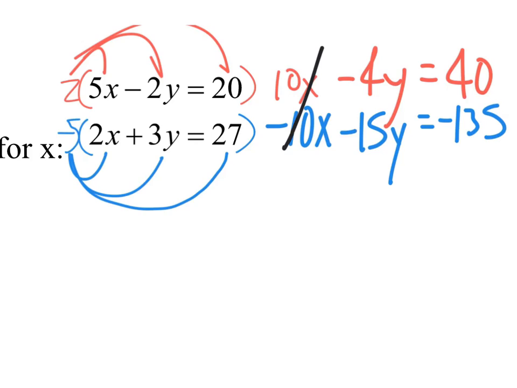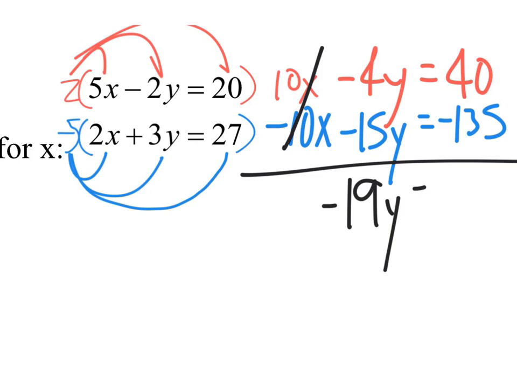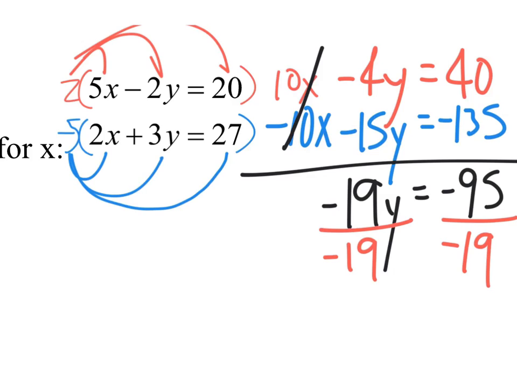So we know that 10x minus 10x is 0. Those cancel out. -4 minus 15 is going to give us -19y equals 40 minus 135 is going to give us -95. So now we need to do a little inverse operation. We're going to divide both sides by -19. And when we do that, we realize that y is equal to 5.